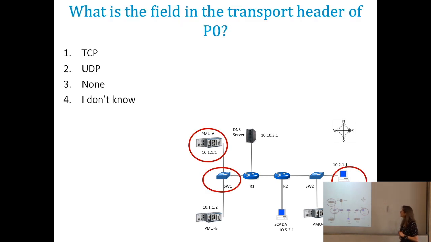So what do you think is the transport header of this message? So now we saw that at the application layer, it's DNS, because we want to communicate with the DNS server. But for this, the transport layer uses a protocol. And what do you think it is? Is it TCP or UDP? Who thinks it's TCP? Okay, who thinks it's UDP?